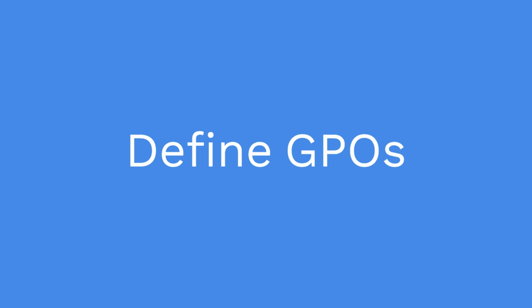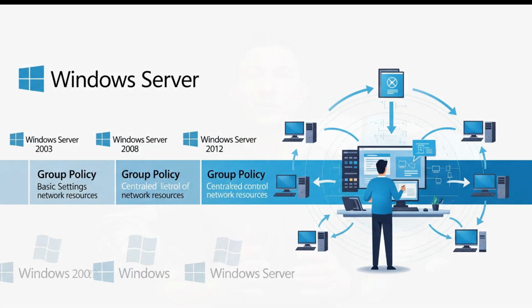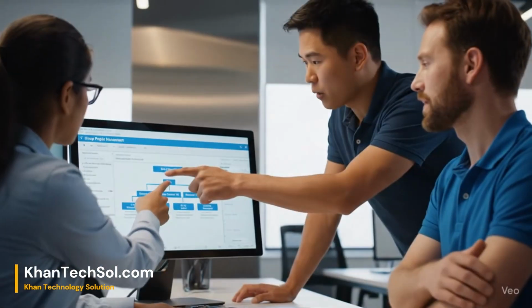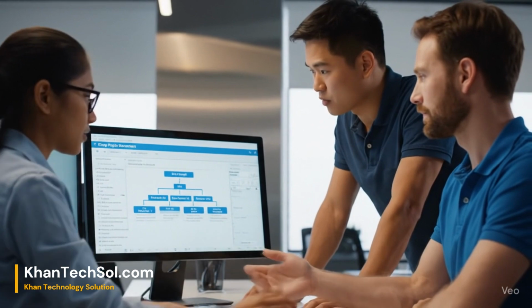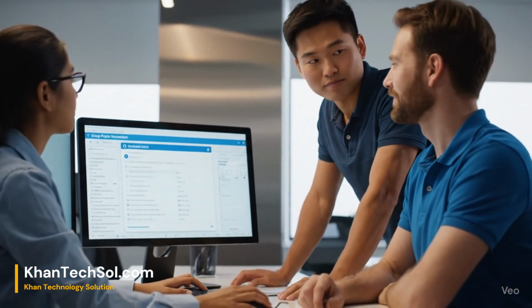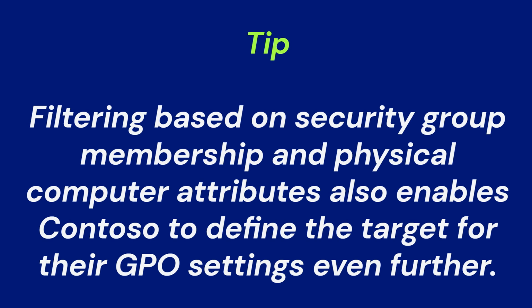Define group policy objects, GPOs. Since early versions of Windows Server, the group policy feature of Windows operating systems has provided an infrastructure with which administrators can define settings centrally and then deploy them to computers across their organizations. Consequently, IT staff at Contoso can define, enforce, and update their entire configuration by using GPO settings. By using GPO settings, they can affect an entire site or a domain within their organization, or they can narrow their focus to a single OU. Tip: filtering based on security group membership and physical computer attributes also enables Contoso to define the target for their GPO settings even further.